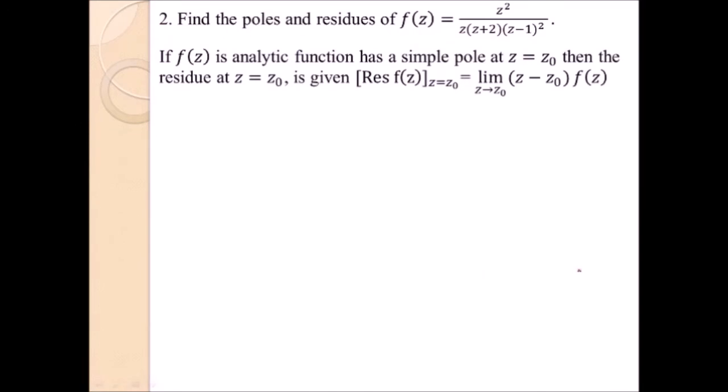Now we'll move to problem number 2. Find the poles and residues of f(z) = z² / (z (z + 2)(z - 1)²). So by equating the denominator to 0, that is z (z + 2)(z - 1)² = 0, we get z = 0, z = -2, z = 1 as poles.